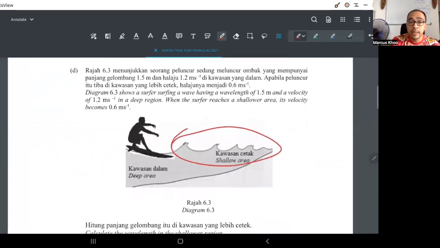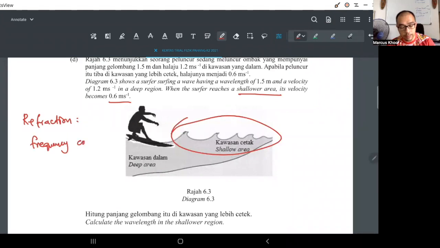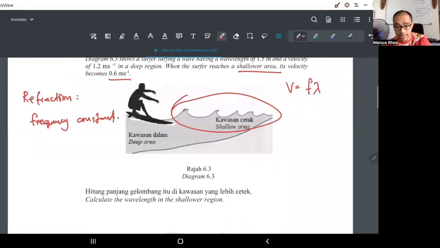So in diagram 6.3, it shows a surfer surfing a wave, wavelength of 1.5, velocity of 1.2. When it reaches a shallower area, the velocity becomes 0.6. So how do you calculate the wavelength? Now, remember that in deep and shallow area, this is obviously the phenomenon of refraction. And in refraction, one thing always remains the same, which is the frequency of the wave. The frequency is constant. So if you use the equation v equals f lambda, I can say that f equals v over lambda.